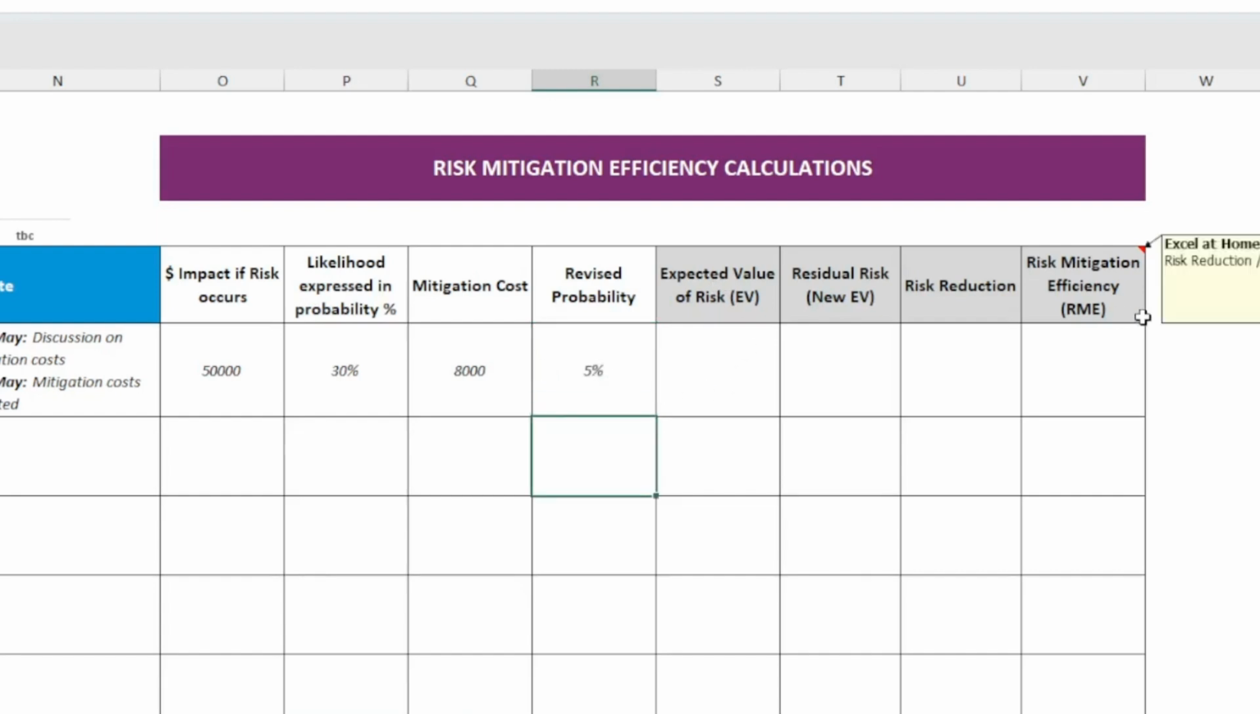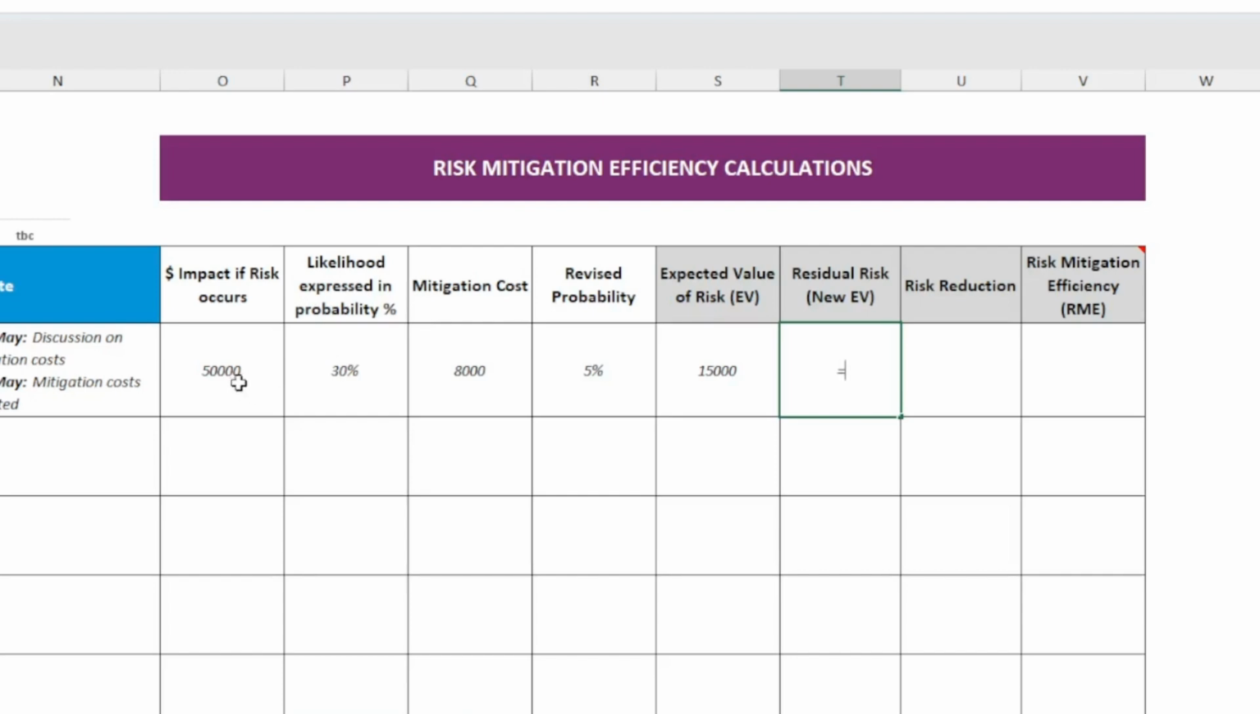Now we're left with cells that need to be calculated. The expected value of risk is the dollar impact times the probability. The probability is a bit of a vague science for me, but for the expected value of risk, you multiply the likelihood with the dollar impact. That's how it's done. Now the residual risk, if I can say it properly, is a new EV, the new expected value.